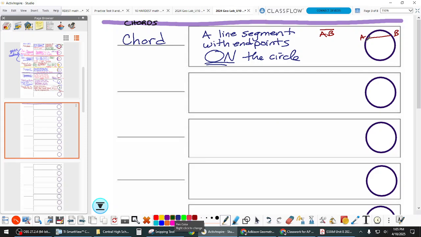Okay, you can put another one in. And maybe call that, of course, CD. These can go kind of all over in the circle, all over the place.